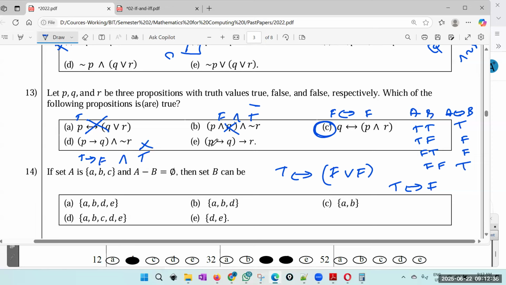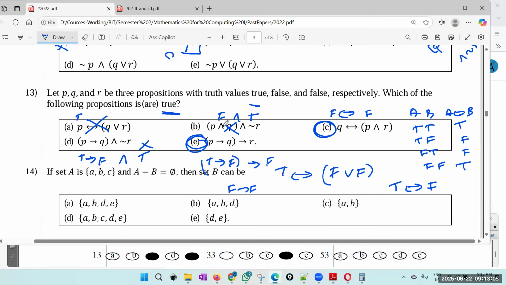This is P. P is true, implies Q, Q is false, implies R, which is false. True implies false is false. False implies false is true. When the first one is false, the output is true. So therefore, this is an answer, because what we need is true. So the answers are C and E.